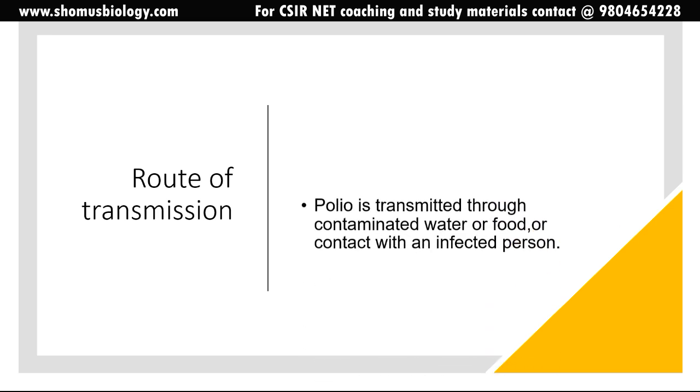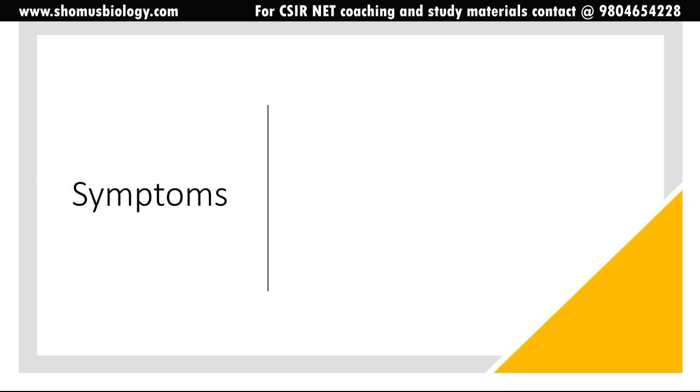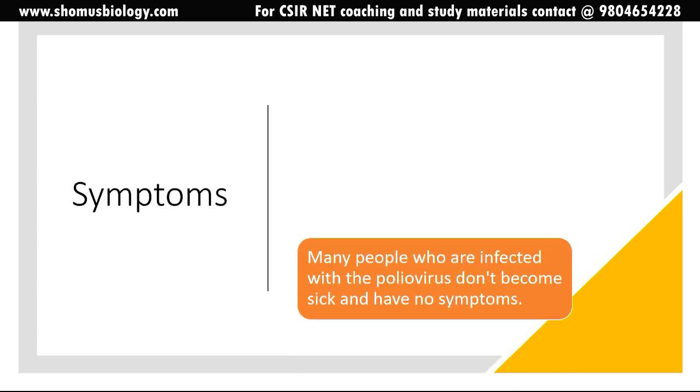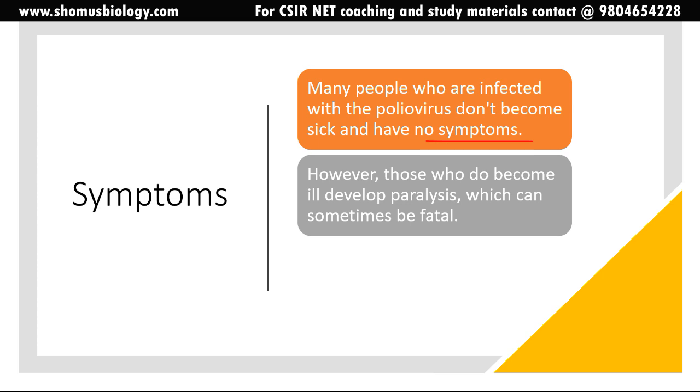What is the route of transmission? Polio is transmitted through contaminated water or food, or contact with an infected person, direct person-to-person contact, or contamination via food or water sources somehow linked with them. What are the symptoms of this virus? As I mentioned, many people who are infected with this don't have any symptoms, they don't become sick, and they don't have any symptoms at the very beginning if the treatment is done. Those who do have symptoms develop paralysis, which can sometimes be fatal if it affects vital organs.